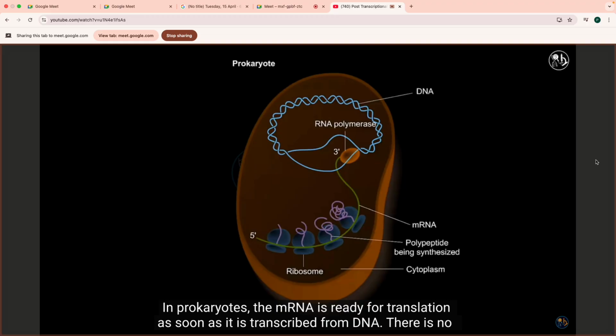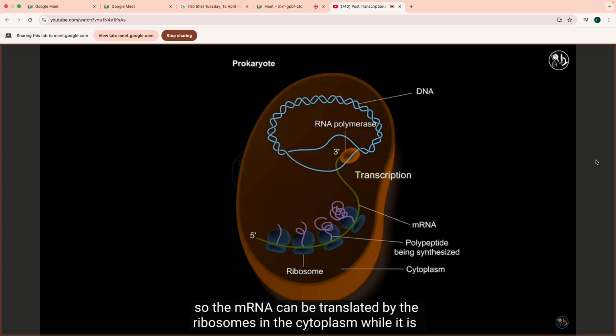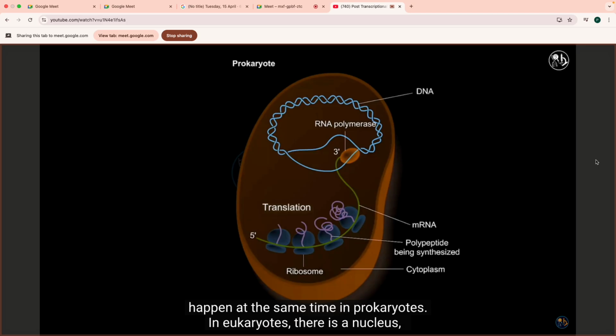In prokaryotes, the mRNA is ready for translation as soon as it is transcribed from DNA. There is no need for any further modifications. Prokaryotes do not have a nucleus, so the mRNA can be translated by the ribosome in the cytoplasm while it is still being transcribed by the RNA polymerase. This means that transcription and translation happen at the same time in prokaryotes.